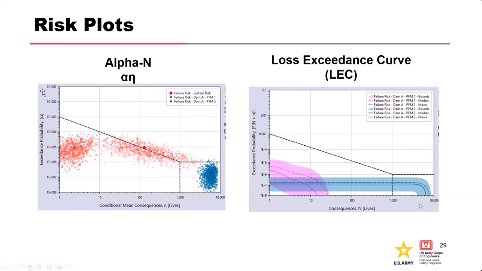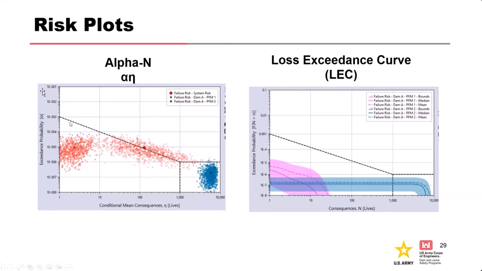The plot on the right, if you're comfortable with hazard curves like flood hazard curves and seismic hazard curves, this is the equivalent of that, but it's on consequences instead of like stage or PGA or something like that, right? So it's just an exceedance curve, or the other name for it we talked about earlier in the week is a survival function for consequences. So it's the probability of consequences exceeding some value.